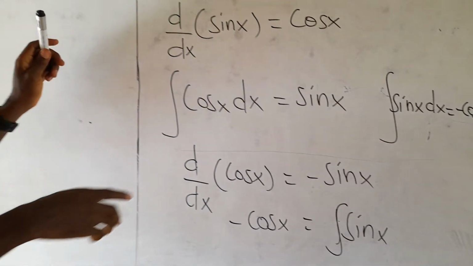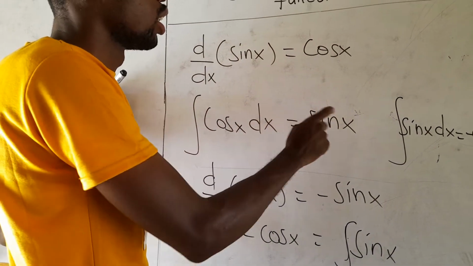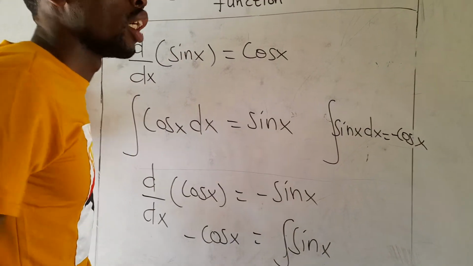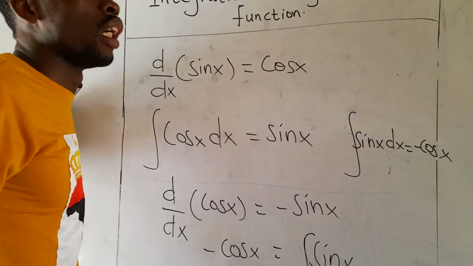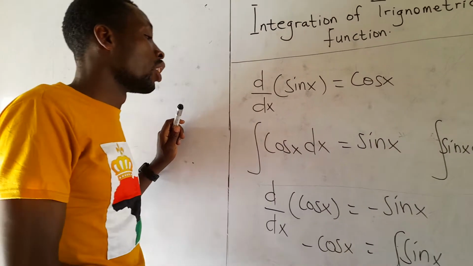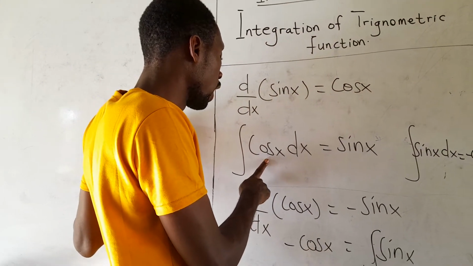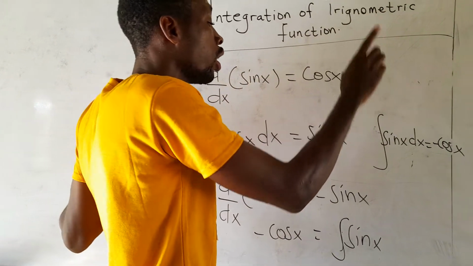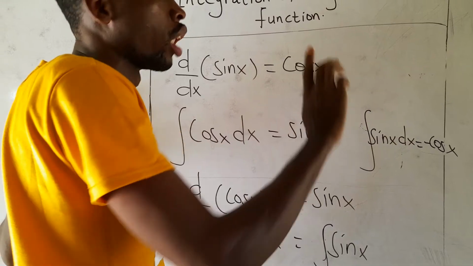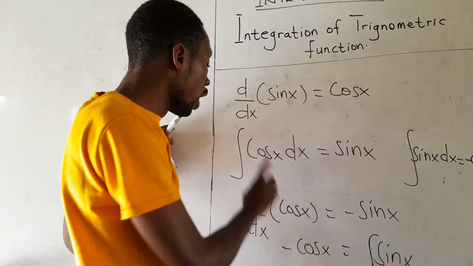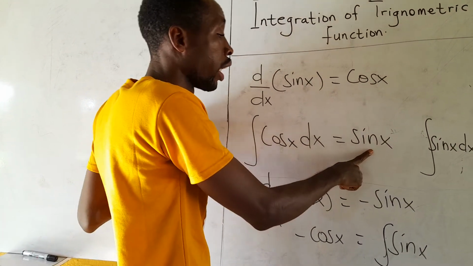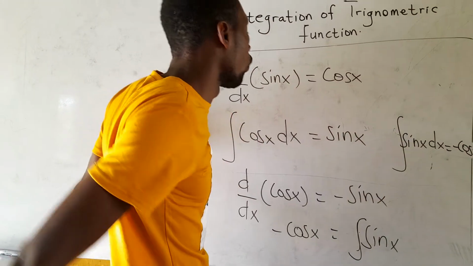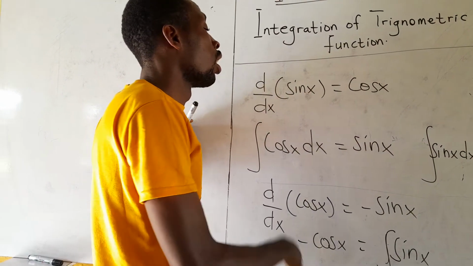It's very, very important. The integral of cos x is sin x, and the integral of sin x is negative cos x. It's the reverse of differentiation. Remember, when we differentiate cos x, we get negative sin x, and when we differentiate sin x, we get cos x. It's the reverse. Please take notice of it. We'll be using it very, very often.